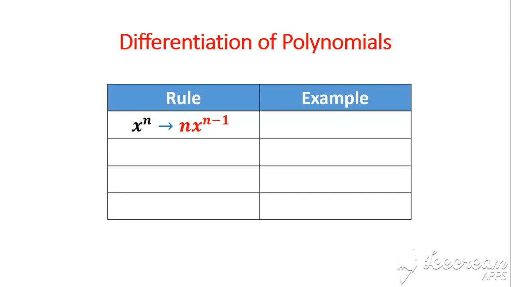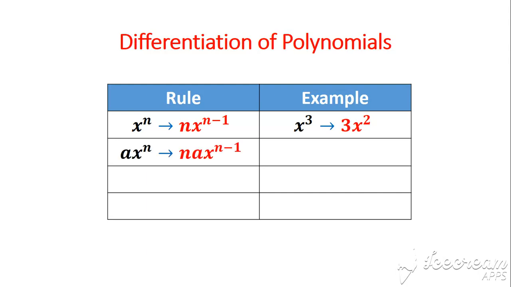If we have x to the power of n, this differentiates to n times x to the power of n minus 1. So the n comes out the front and times us by the x, and we take away 1 from the power. For example, x cubed differentiates to 3x squared, because the 3 comes out the front and the 3 drops down to a power of 2.